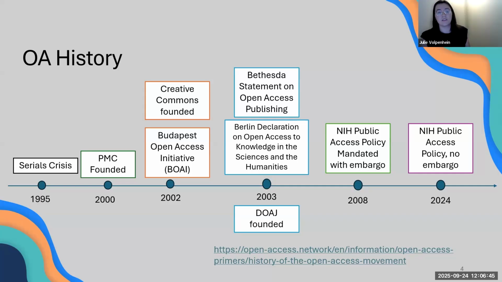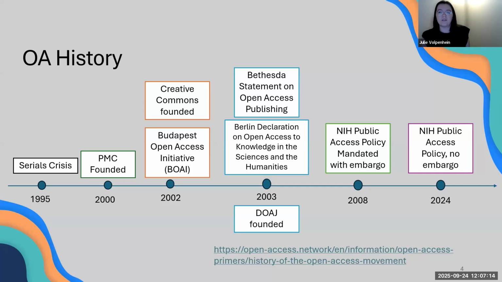And Creative Commons was also founded. I'm going to hold off on that too because I have a slide about that. The next year, we see two other statements or declarations come out on open access publishing. So this is really showing that it's not just people start using more OA, but people saying we need to make this a priority. Also in 2003, the Directory of Open Access Journals is founded. I'll also talk about that in a bit.